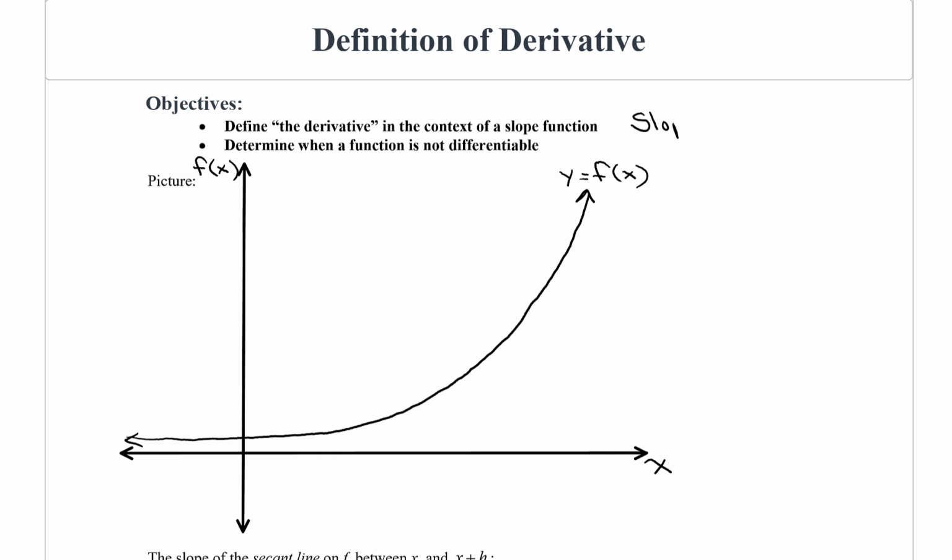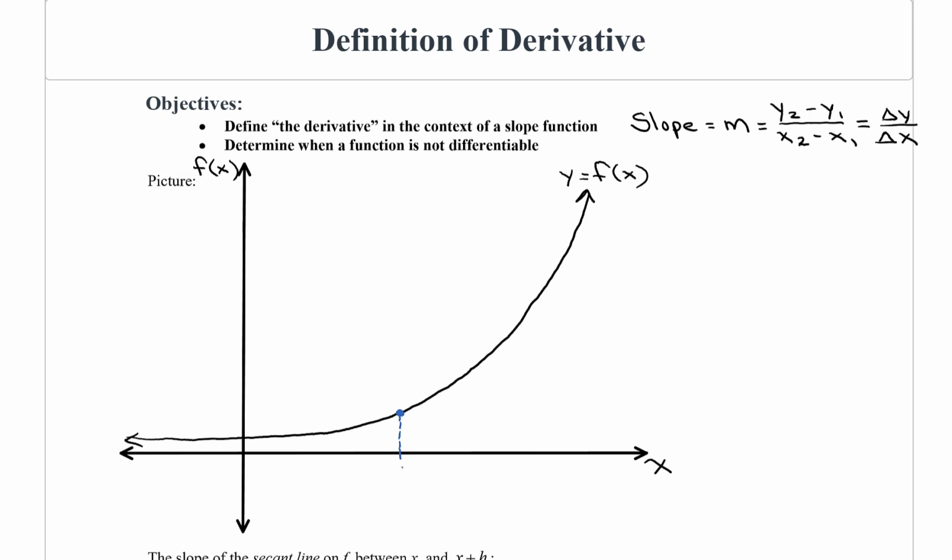Let me begin here by first writing out the formula for slope. Slope is equal to m, and m is equal to y sub 2 minus y sub 1 over x sub 2 minus x sub 1. And this is going to be equal to, I'm going to write this as delta y over delta x. That's going to represent the change in y's over the change in x's. Now I'm going to go ahead and plot a couple of points on my function.